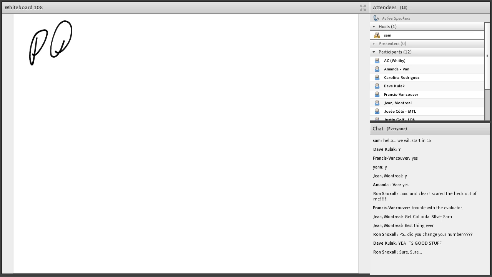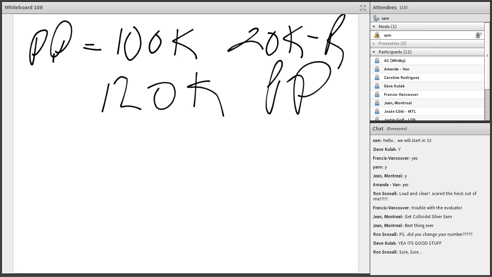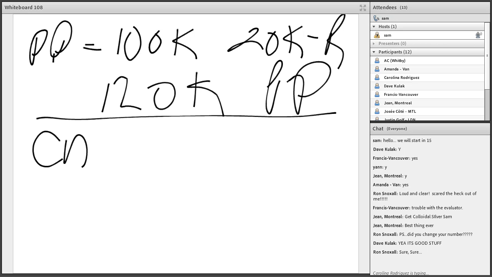So if the purchase price is 100K, and we know that there's 20K in rehabs, that's going to give us a 120K purchase price, for us. Okay, that's important to understand because that's going to affect our cap rate. Okay, now cap rate, retail cap rate. Does everybody understand what cap rate is?